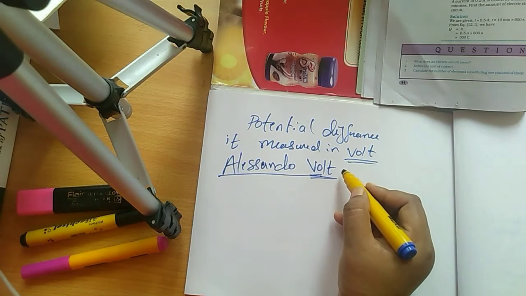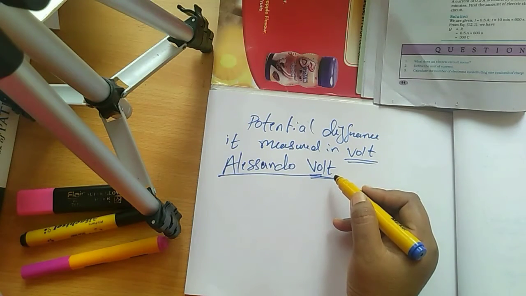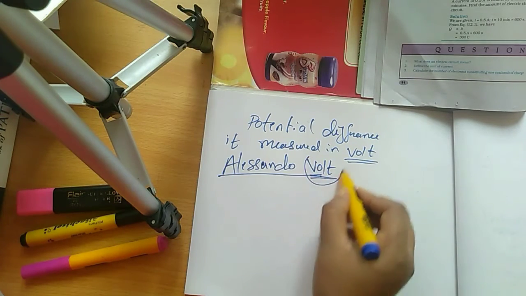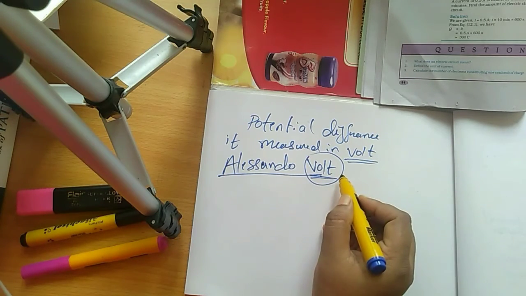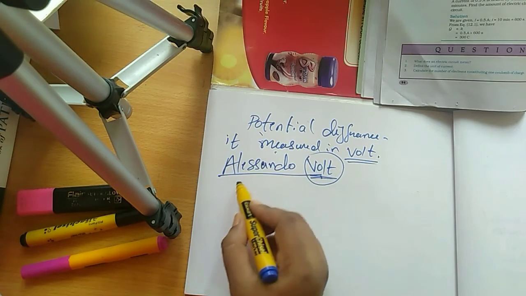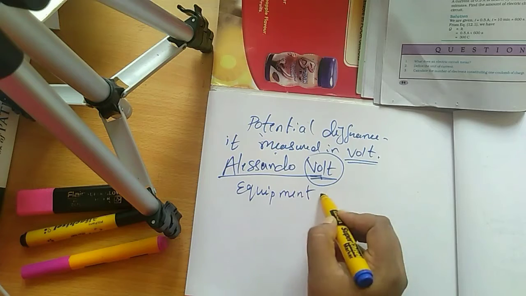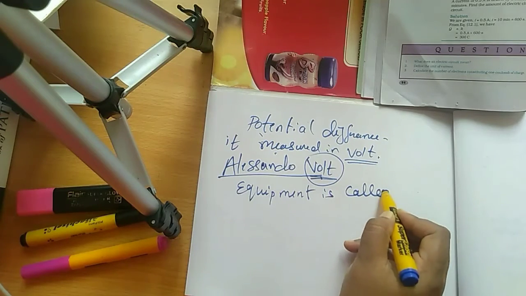Alessandro Volta is an Italian scientist. He first discovered the invention of potential difference. So for that reason, it is called the volt. Potential difference is measured in volts, and the equipment is called a voltmeter.